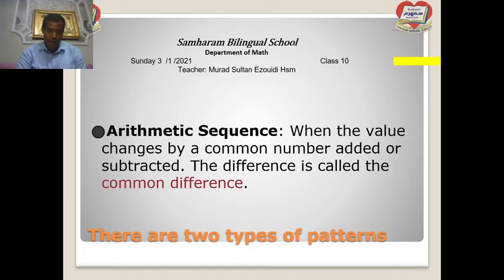Here we come to give a new mathematical vocabulary, which is in fact a keyword: arithmetic sequence, when the value changes by a common number added or subtracted. The difference here is called the common difference. The common difference, between parentheses, I will just label as small d.